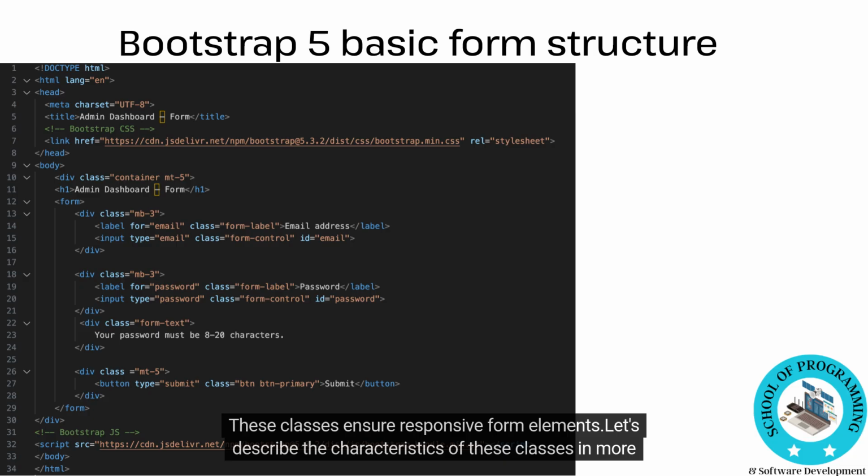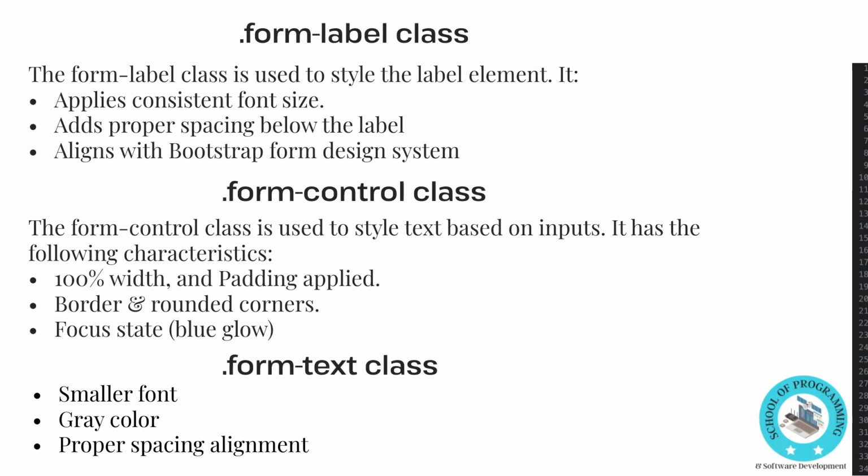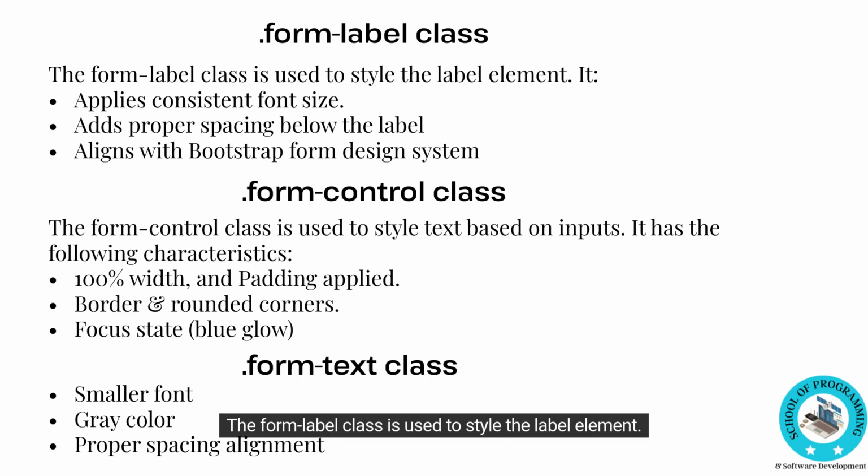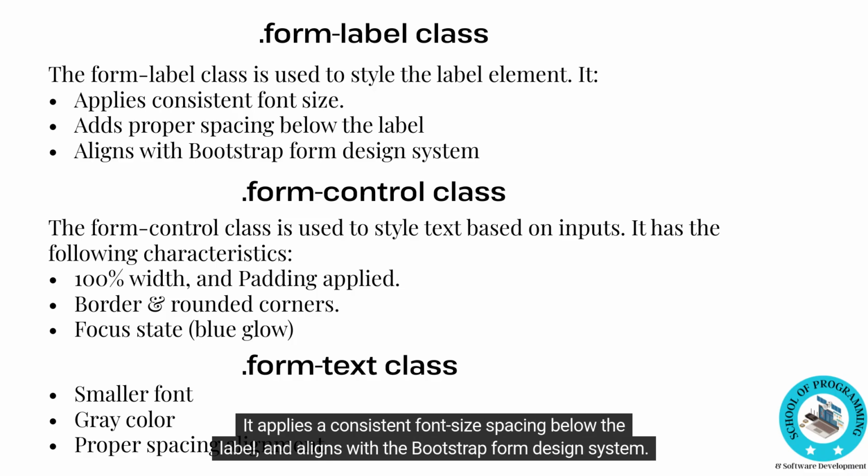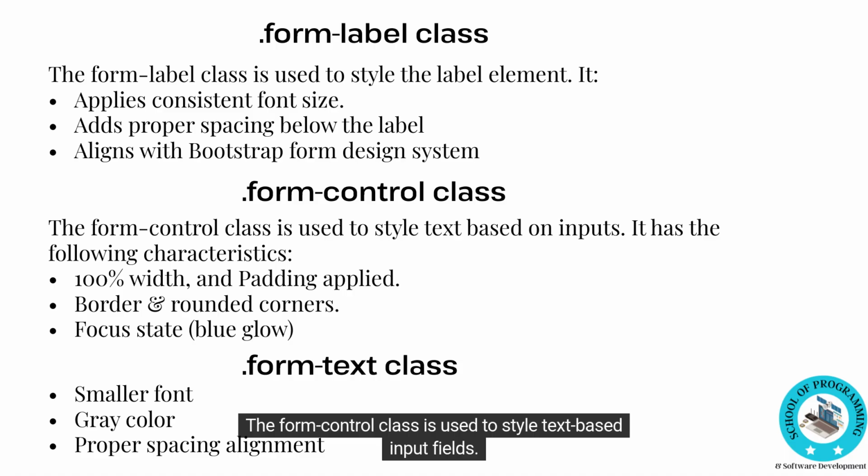Let's describe the characteristics of these classes in more detail. The form-label class is used to style the label element. It applies a consistent font size, spacing below the label, and aligns with the Bootstrap form design system. The form-control class is used to style text-based input fields. It has the following characteristics.